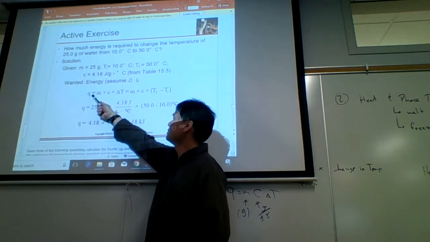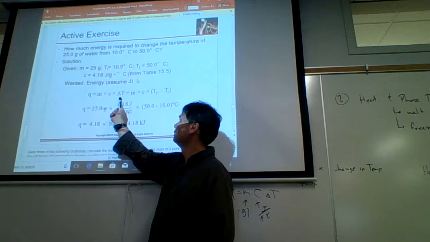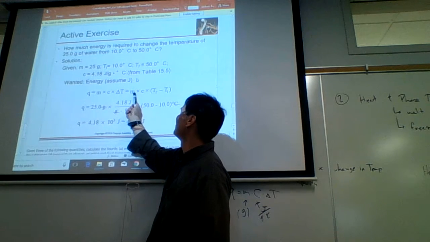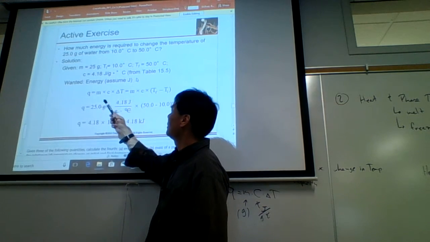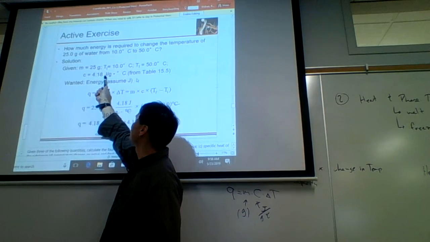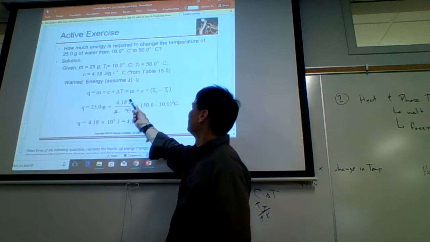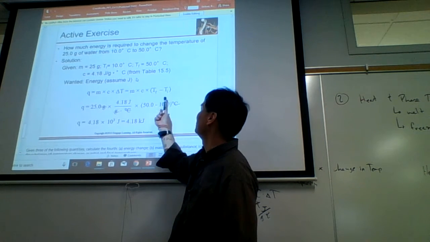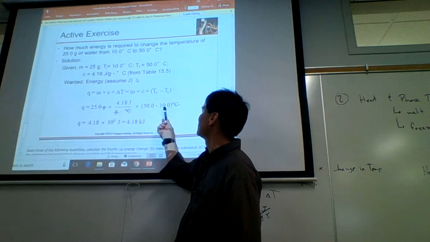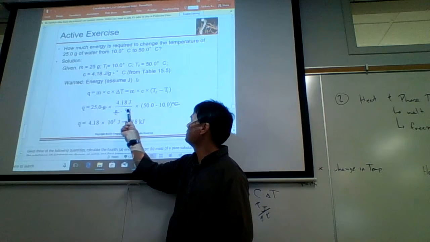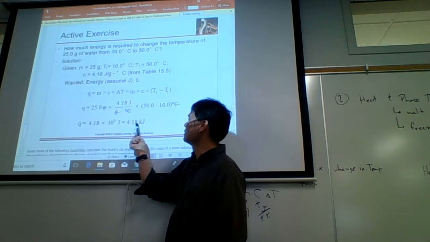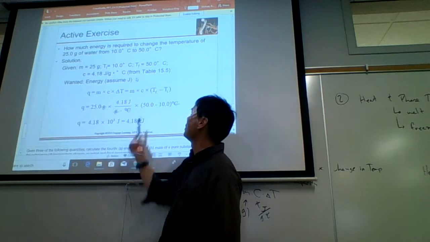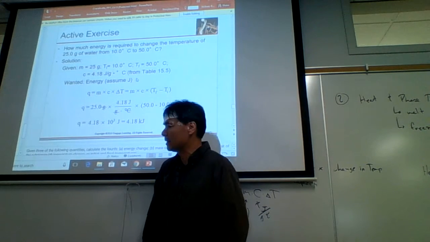And so the equation we're going to use is Q is equal to MC delta T. Delta T is T final minus T initial. So M is the amount, 25.0 grams. C is the specific heat of water, so we look it up on the table. The specific heat of water is 4.18 joules per gram degree C. So 25, 4.18 joules per gram degree C. And then delta T is T final, 50 degrees C, minus T initial, 10 degrees C. And so the grams cancel, the degrees C cancel, and that leaves us with joules. It's going to cost us 4.18 kilojoules worth of energy to warm 25 grams of water from 10 degrees C to 50 degrees C.